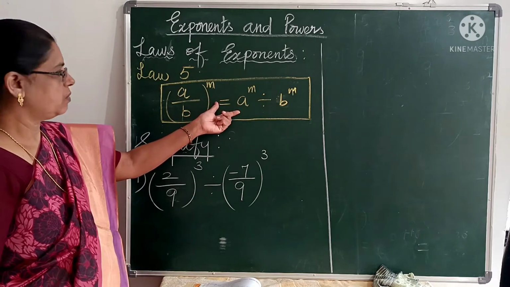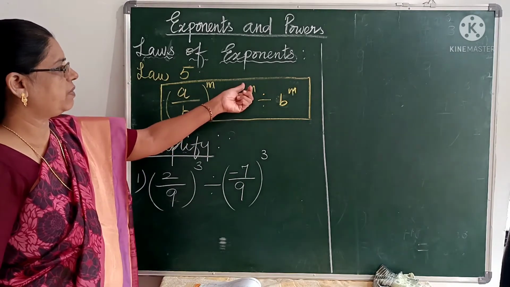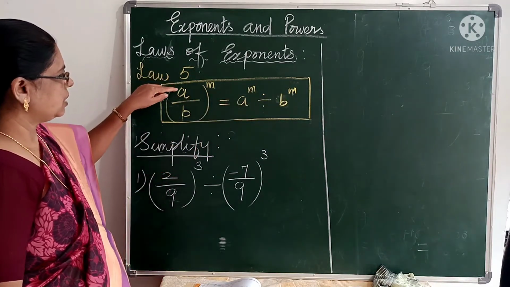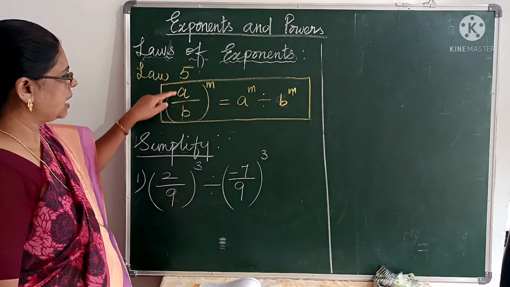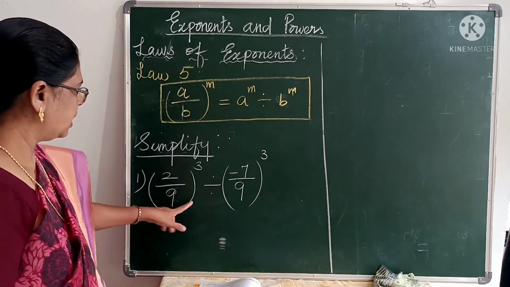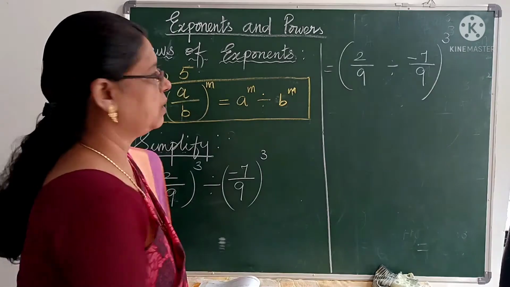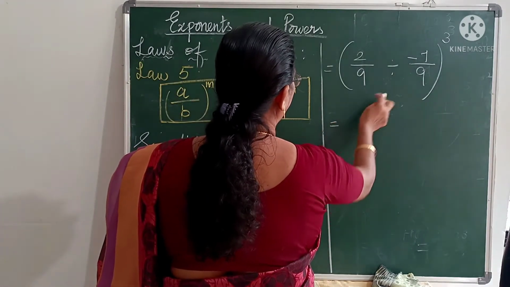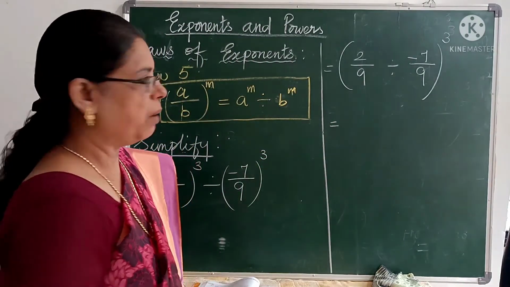Apply law number 5. A power m divided by B power m is equal to A upon B, or A divided by B, the whole power m. So let us put it in division form. Okay, first solve the brackets. How will you carry out this division? Division of two rational numbers.